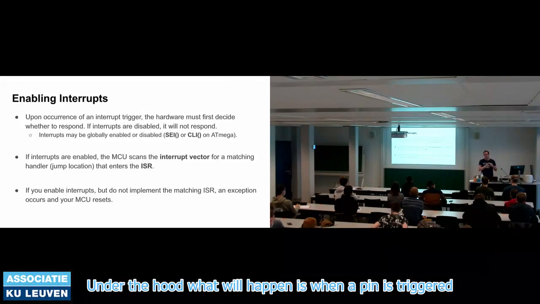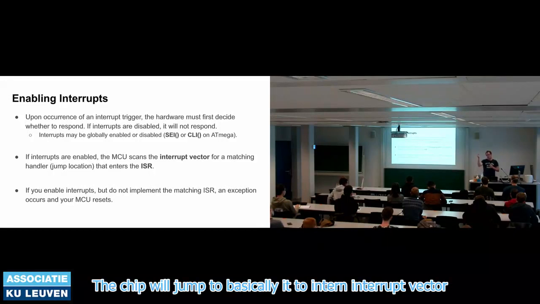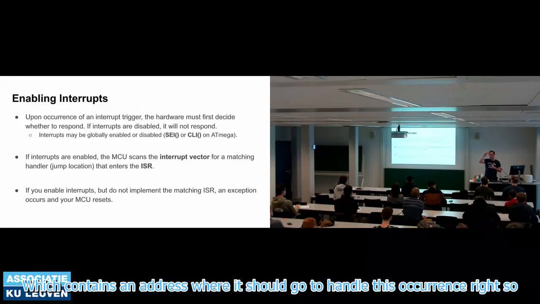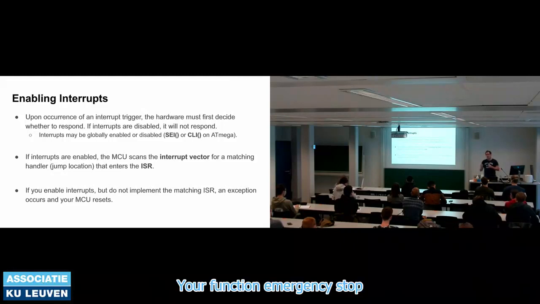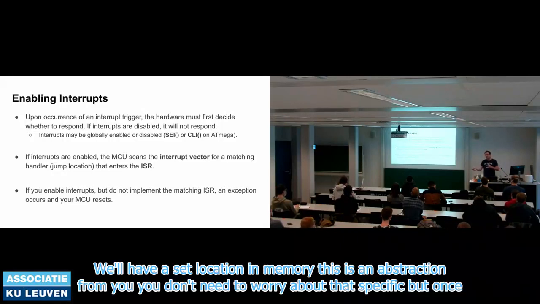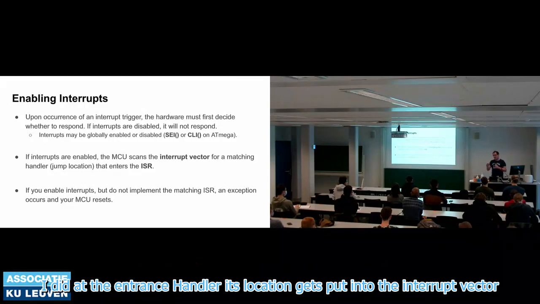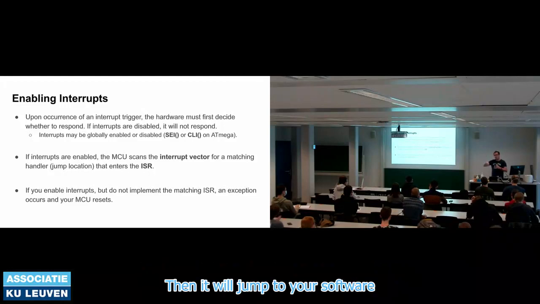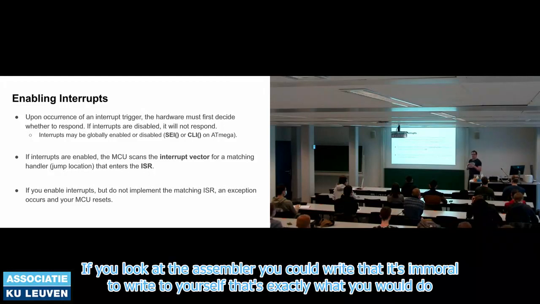When they're on, under the hood, what will happen is when a pin is triggered, the chip will jump to basically an interrupt vector, which contains an address where it should go to handle this occurrence, right? So your function, emergency stop, will have a certain location in memory. This is abstracted from you. You don't need to worry about that specific. But once you add it as the interrupt handler, its location gets put into the interrupt vector. And that means that when your hardware thing happens, the pin goes high, low, changes, then it will jump to your software. If you were to look at the assembler, you could write that yourself, that's exactly what you would do.